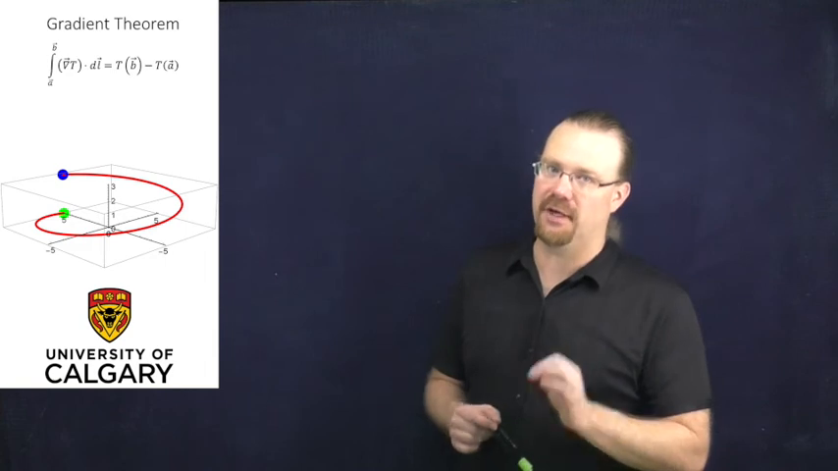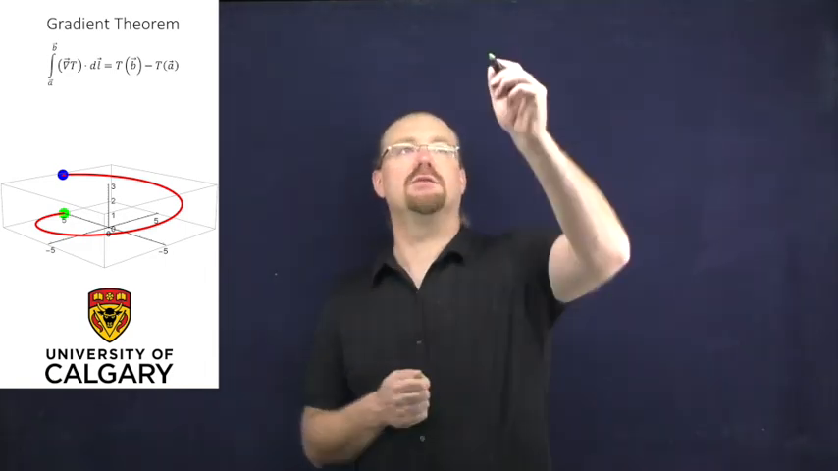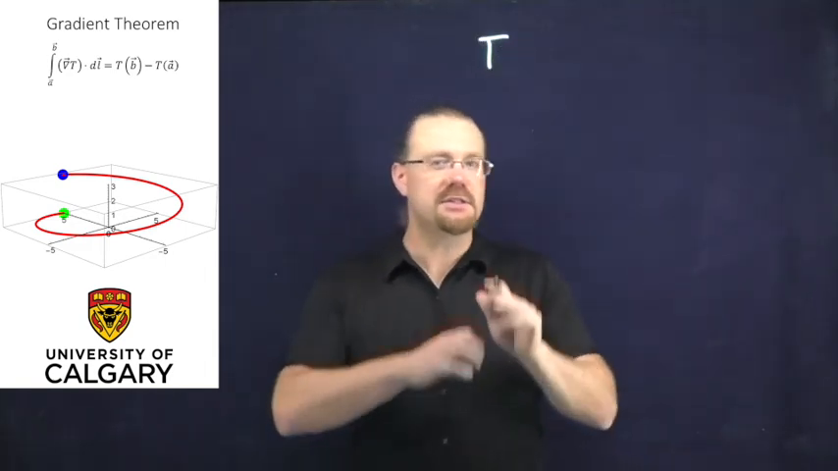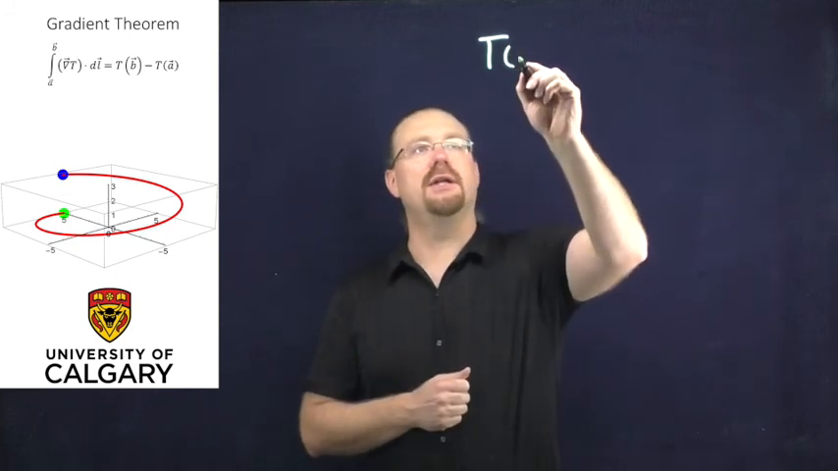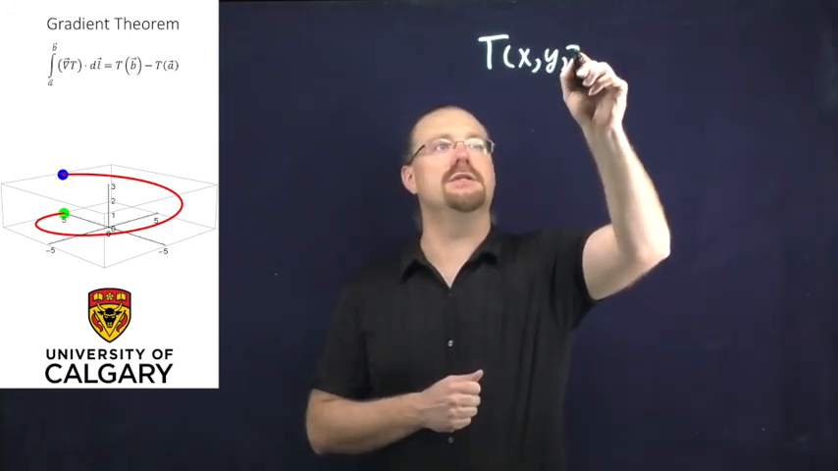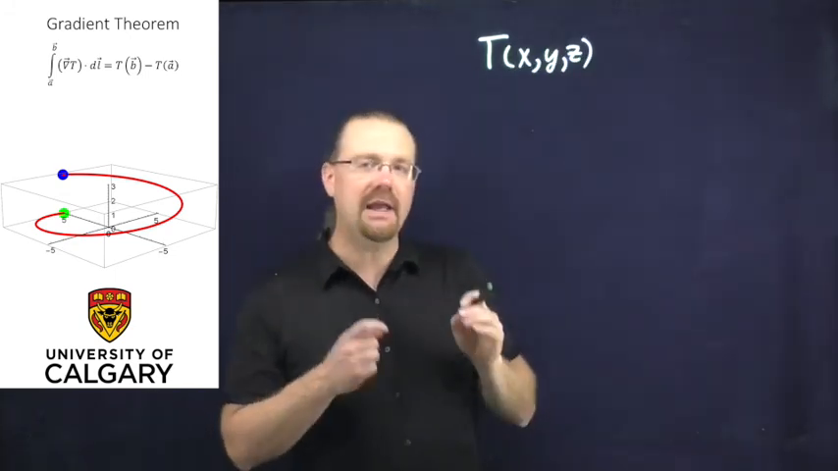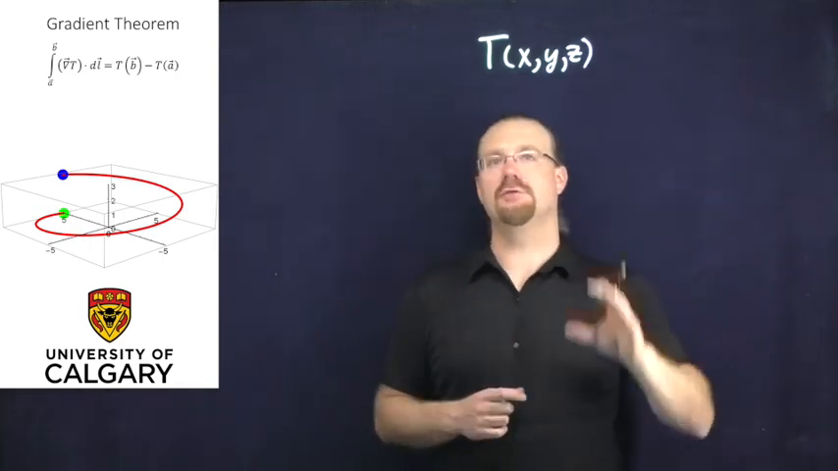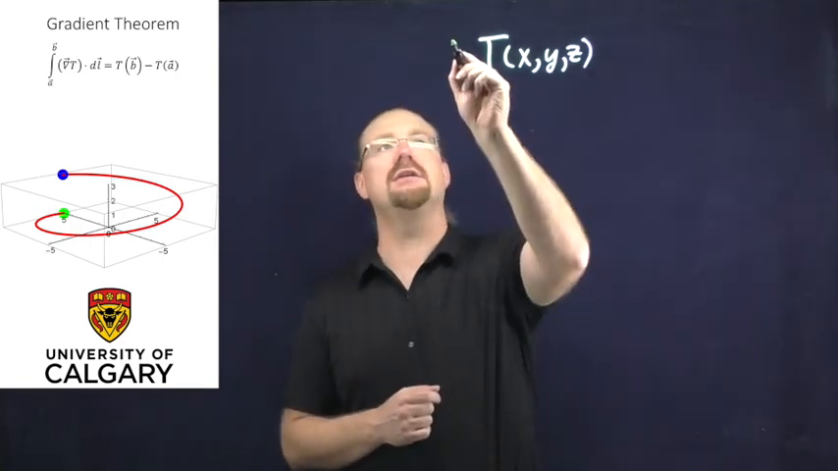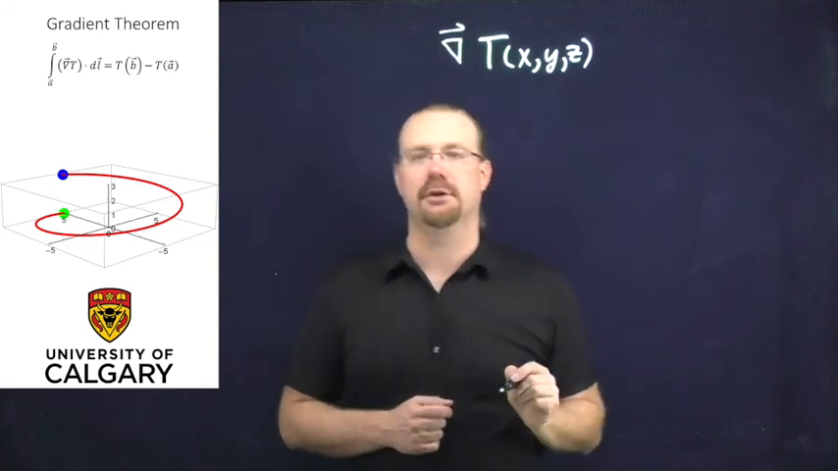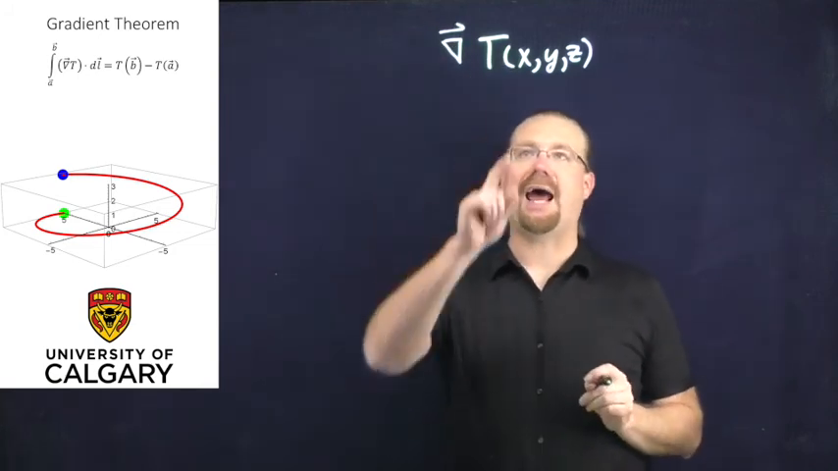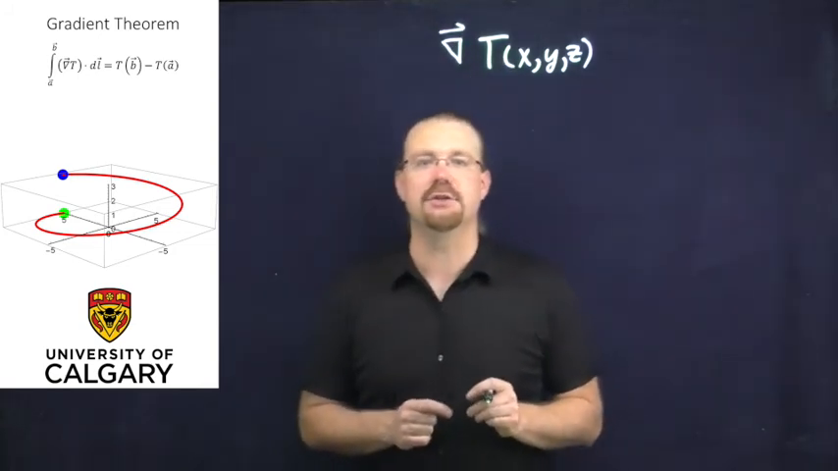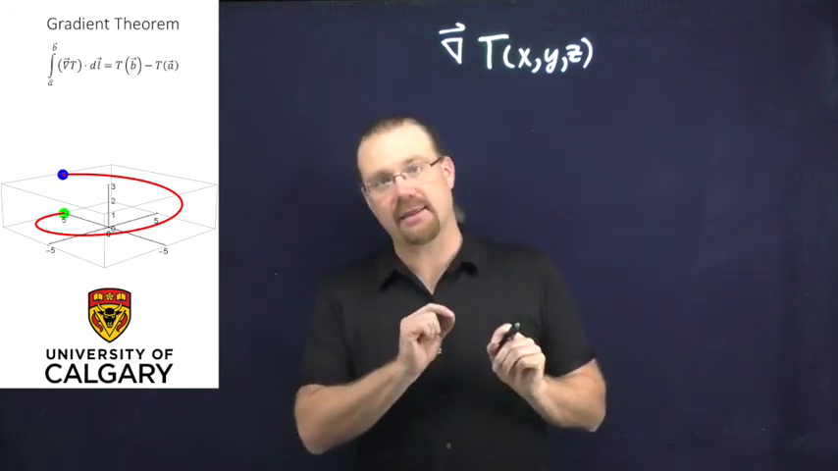The gradient theorem is an awful lot like the fundamental theorem of calculus. When we have some scalar function T, this is a scalar function, so it is going to depend on position, we'll say x, y, and z. The way to find the fastest rate of change for our scalar function T is to take the gradient of that scalar function.